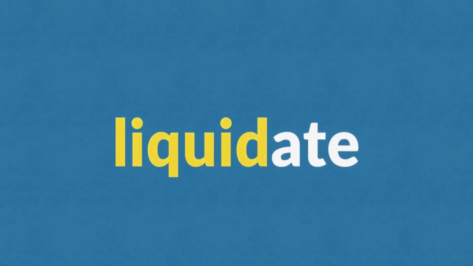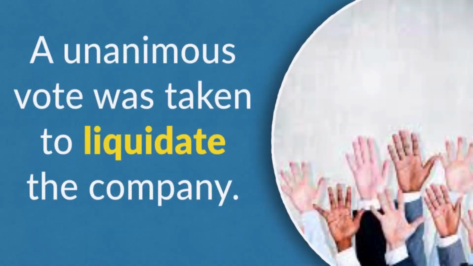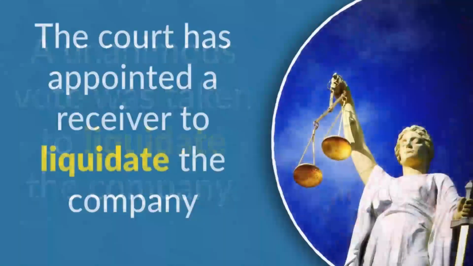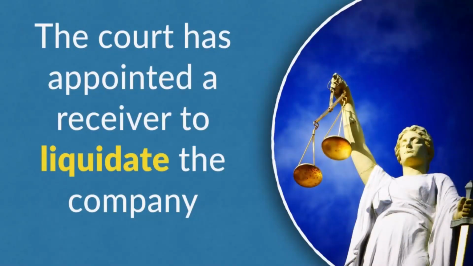And it comes from liquid. So when you turn assets, buildings, machinery, if you liquidate it, you're turning it into money, liquid cash. Some example sentences: a unanimous vote was taken to liquidate the company, so to close the company. The court has appointed a receiver to liquidate the company. So a receiver is someone who does the liquidating.